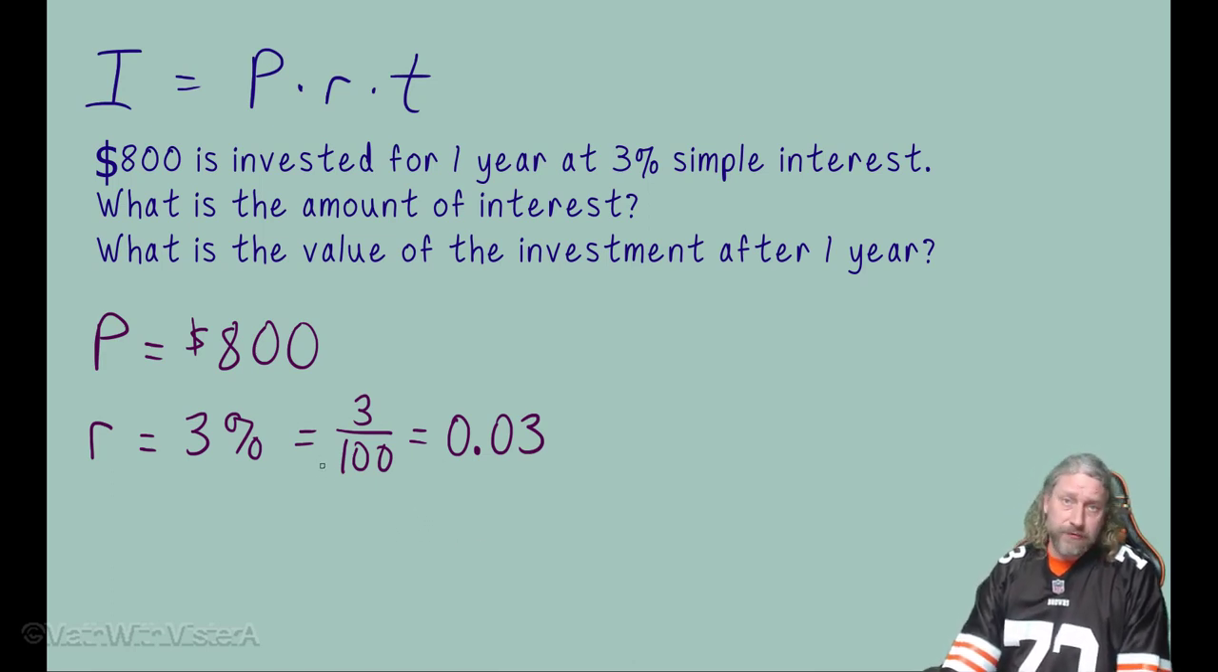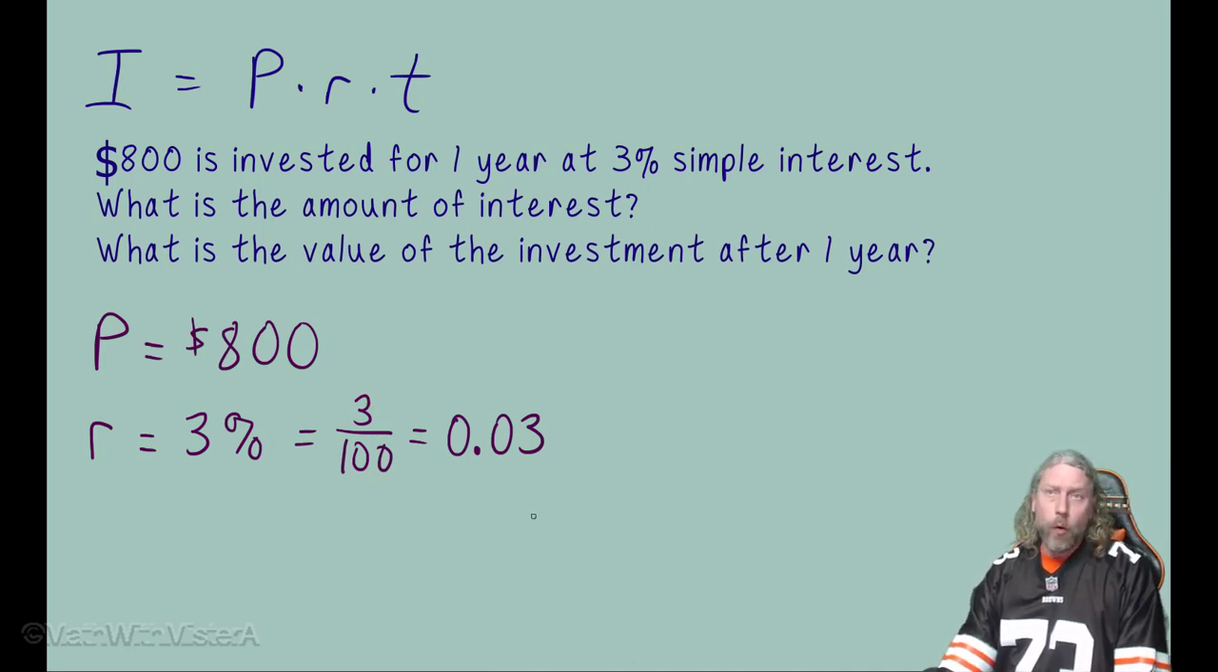So you could use the fraction 3 out of 100 to represent 3%, or you could divide 3 divided by 100 to get that decimal number 0.03. Either of those would be the number that we would want to substitute in place of R, but definitely not just the number 3. Finally, we have this variable t for time.